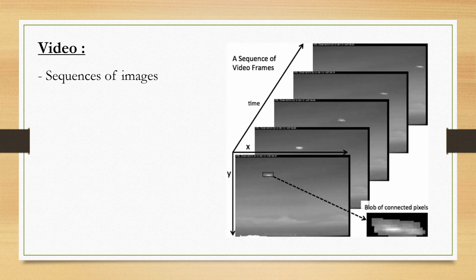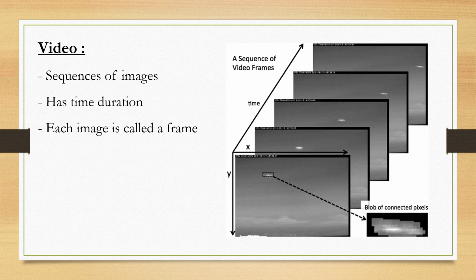Let's start with video. Video is a sequence of images. Here you can see one image after another image after another image. It's a sequence of many images. Like audio, video also has a time duration, and each image is called a frame.